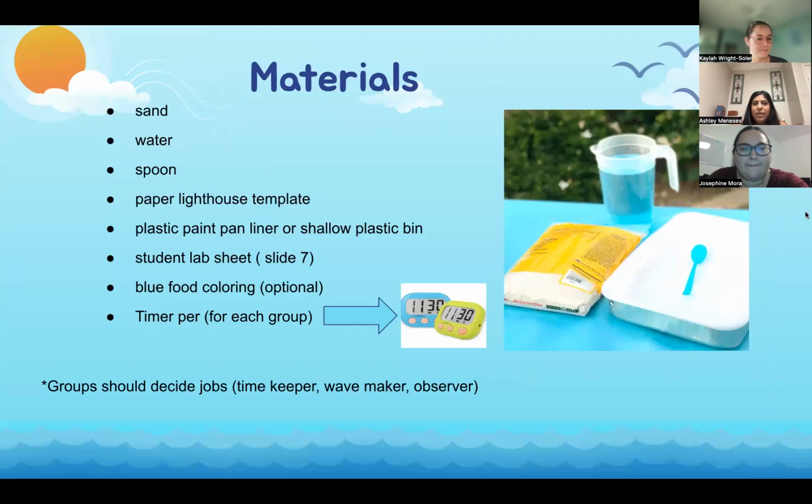For the materials for this experiment, you are going to need sand, water, a spoon, a paper lighthouse, a plastic paint pan liner or a plastic tin. It looks like this in this picture. You'll also need a student lab sheet, which you will see in the next slide, and blue food coloring. You are also going to need a timer to keep track of the activity. As a group, you will decide who the timekeeper is, the wave maker is, and the observer, and make sure that everybody takes turns.